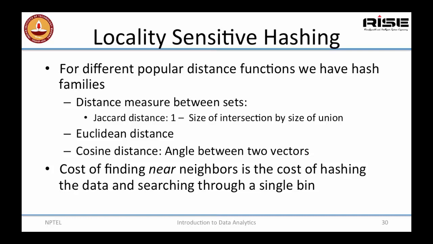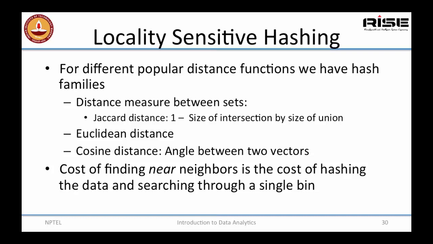So for example, if you want to look at distance measured between sets, such as groups of words, you would probably like to use the Jaccard distance, which is 1 minus the size of intersection divided by the size of union. Or you could use the Euclidean distance between points, or between vectors you could want to use the cosine distance. And for all of these, people have worked out appropriate locality sensitive hash functions.